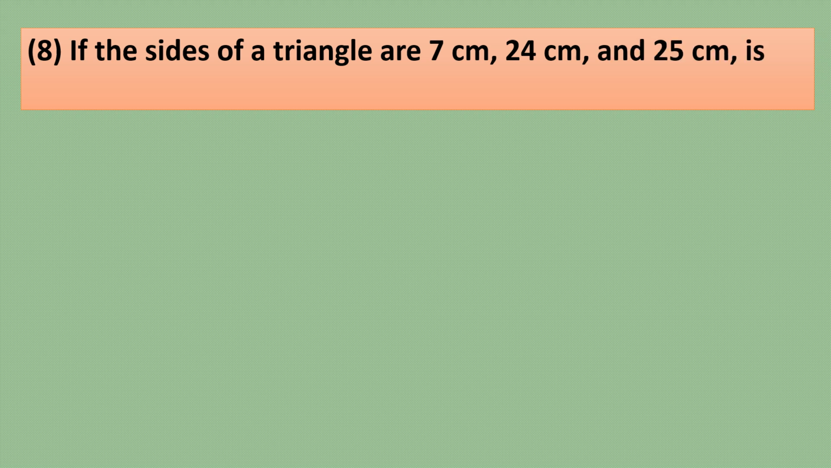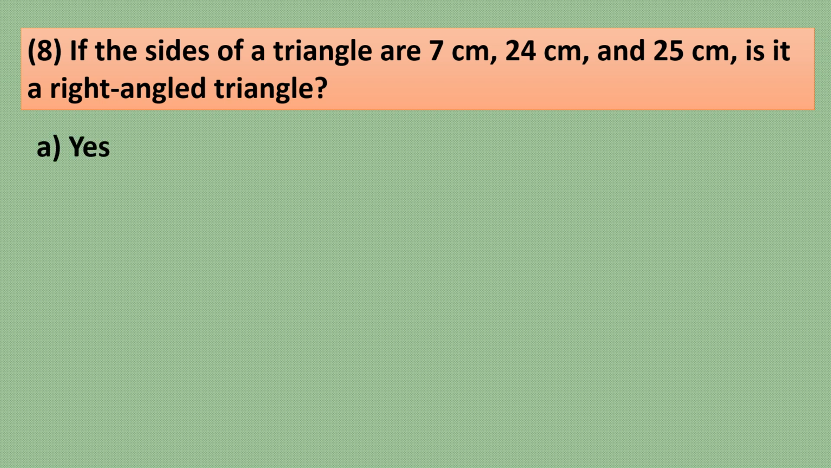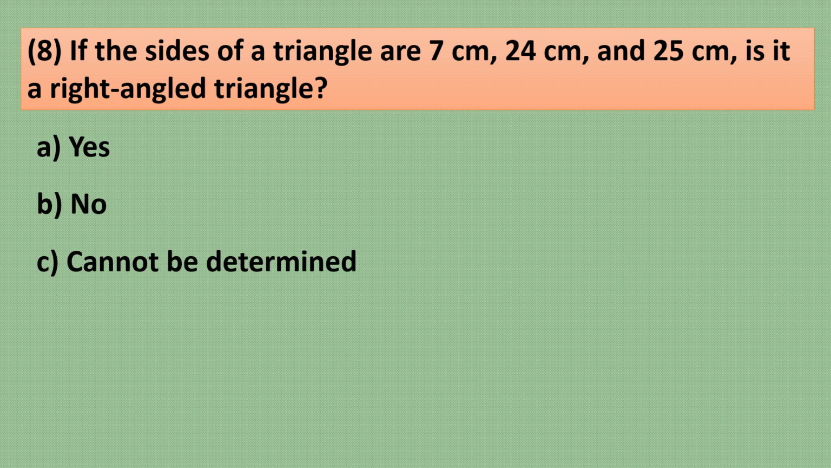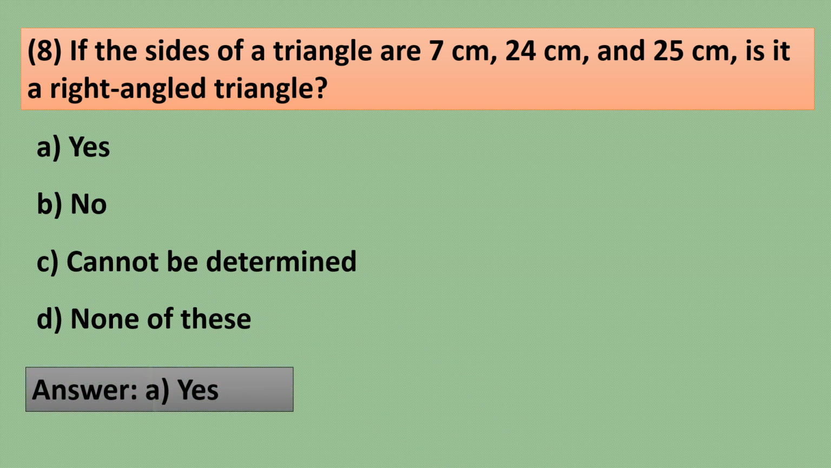Question number 8 is: If the sides of a triangle are 7 centimeter, 24 centimeter, and 25 centimeter, is it a right angle triangle? Yes, no, cannot be determined, none of these. And the answer is yes.